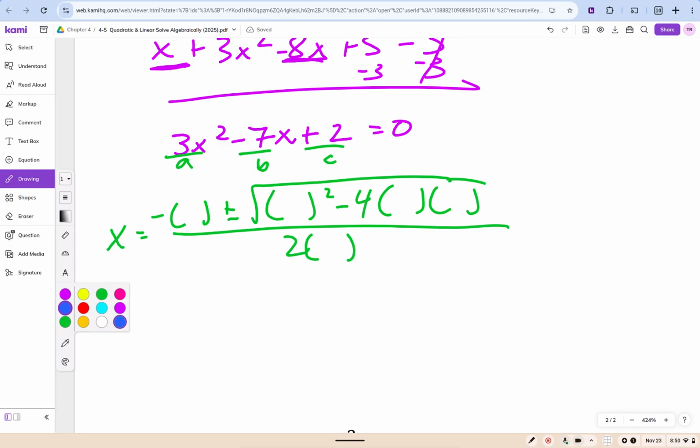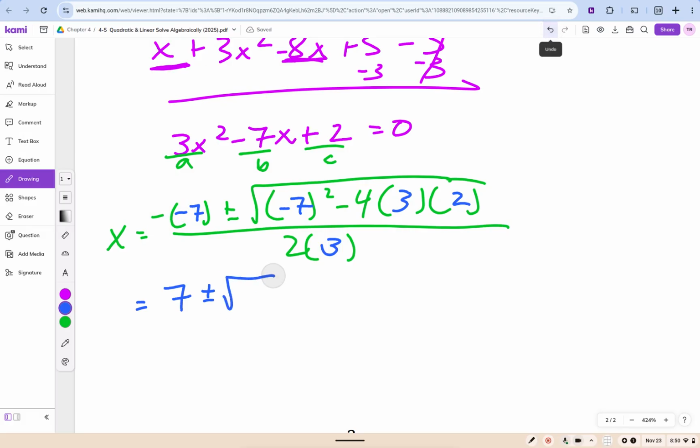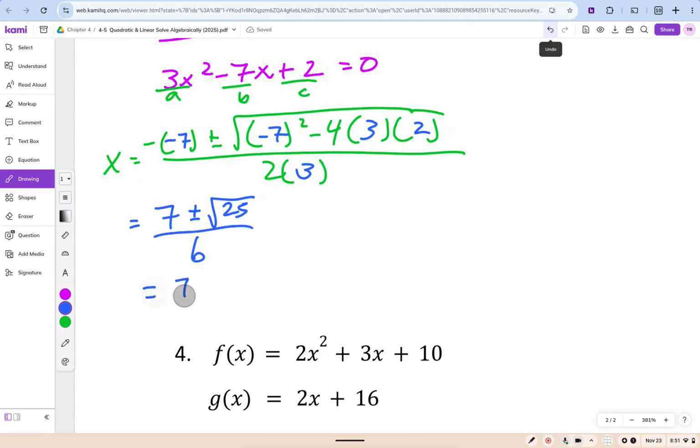All right. So let's put the b, negative 7, in the first two spots. A is 3, next two spots. C is 2. And so one thing at a time, I got positive 7 in front since it's a double negative there. Square root of something over 2 times 3 on the bottom is 6. So when I work that out, what's that? 12, 24, 49 minus 24, 25. And so 7 plus or minus 5 over 6. And when I get my two answers, I have 12 divided by 6 is 2. And then 7 minus 5 is 2 over 6, which is 1/3.